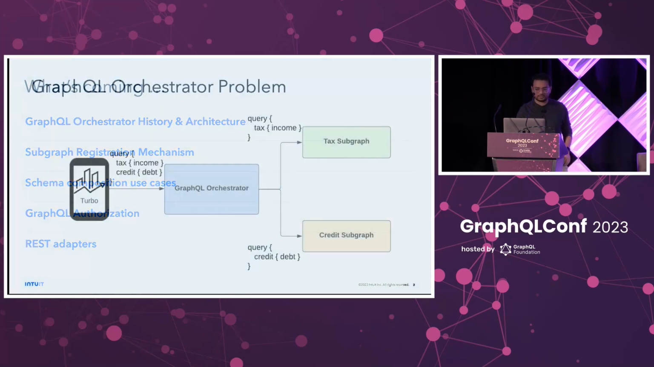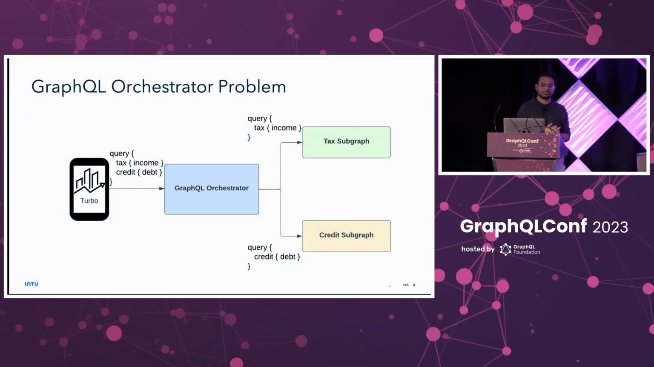Let me start by giving you a little bit of context about how GraphQL was introduced to us and what the orchestrator problem is. Back in the 2017, 2018 tax year, we were working on an idea of an app called Turbo, which would collect data from the tax ecosystem and the Mint ecosystem and show it to the consumer, providing a better financial picture by showing metrics like debt to income ratio, net worth, etc.